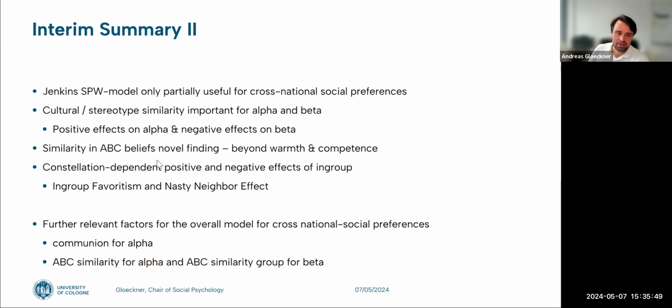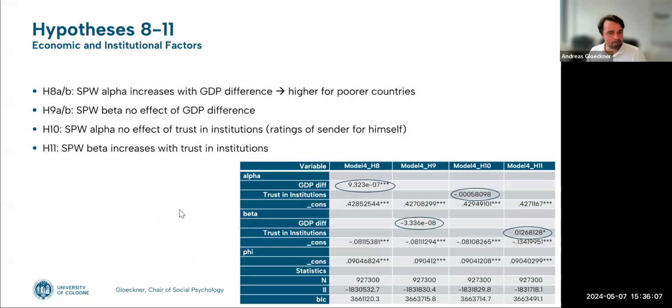So with this positive and negative effects of in-group dependence, if you're ahead, then there's in-group favoritism, and if you're behind, then we have seen it as the neighbor effect. We have some further relevant factors which should be included in the overall models, the communion for alpha and the similarity for alpha and beta.